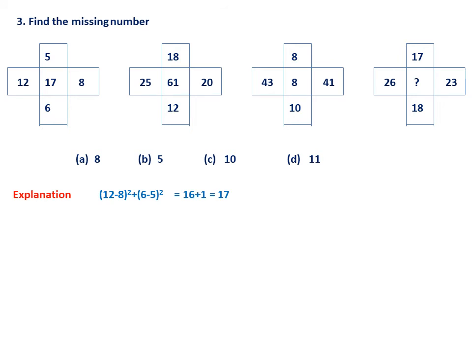First one, 12 minus 8 square, then 6 minus 5 square. That is the outer number difference, then square it. Difference of the numbers and square it. So that is 17. That is the inner number.